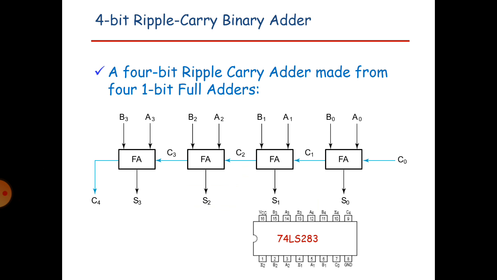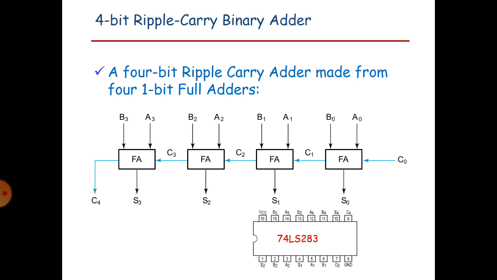Now the 4-bit ripple carry binary adder. A 4-bit ripple carry adder is made from 4 1-bit full adders. So here we are using 4 full adder circuits. We are giving A0 to A3 and B0 to B3. We give 2 inputs to each full adder circuit, and we will get the outputs C1 to C4.